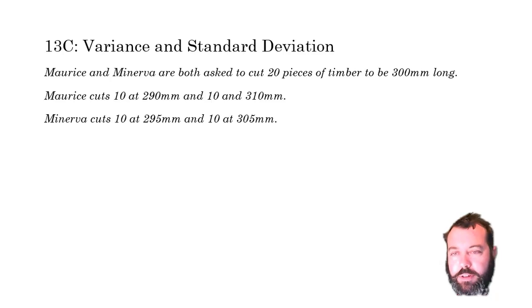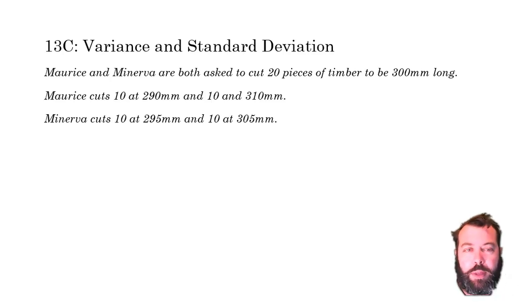Now, here's another example. Maurice and Minerva are both asked to cut 20 pieces of timber to be 300 millimeters long. Okay, they've been given a task, 20 pieces of timber, cut them 300 mils long. Unfortunately, neither Maurice nor Minerva does a perfect job. Maurice cuts 10 of them at 290 and 10 more at 310 millimeters. You can see you got the mean right, the average length. That's great, was 300 mils. Minerva cut 10 at 295 and 10 at 305. Once again, the average length of those pieces of timber, sure, spot on. Doesn't mean they did a good job though.